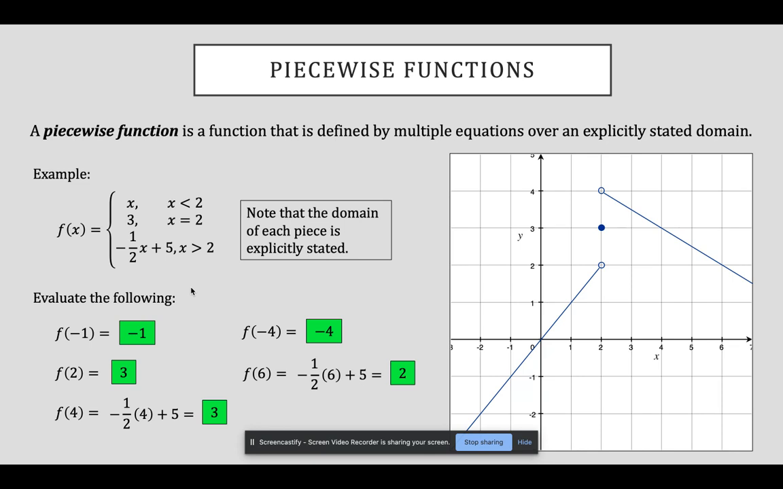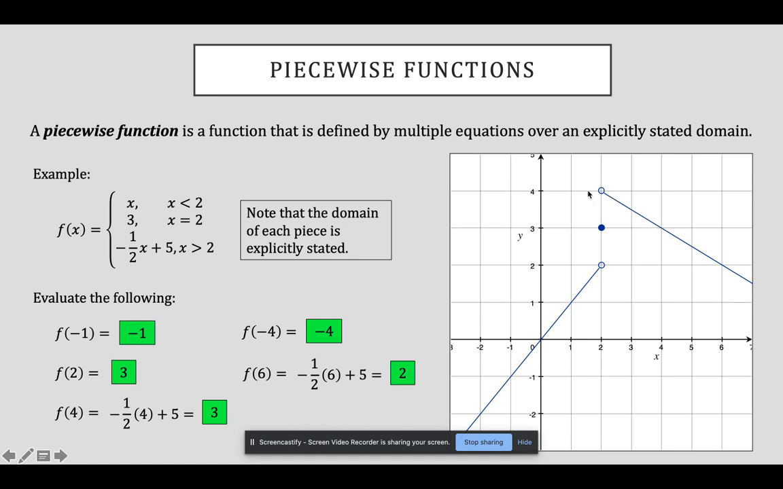Notice, this is what the graph of the piecewise function would look like. Okay? For values of x that are less than 2, the graph looks like the line y equals x. We have a y-intercept at 0 and a slope of 1. When x equals 2, y is equal to 3. That's our second piece of the piecewise function. We have this singular point. And finally, we have y equals negative 1/2 x plus 5 when our x values are greater than 2.